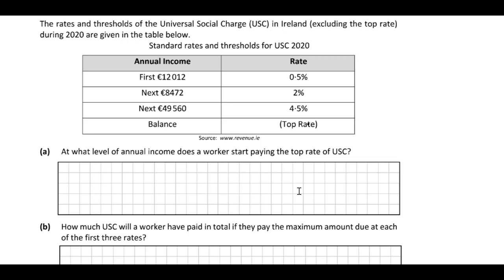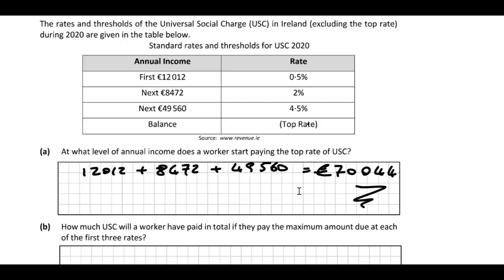So the top rate. Really what you've got to do here is add these three up. So you've got to take your 12,012 plus 8,472 plus 49,560. You've got to add those three up. So let's do that. That gives us 70,044. So that's 70,044 euros. That's our answer there.